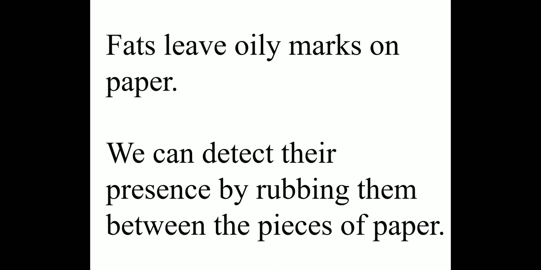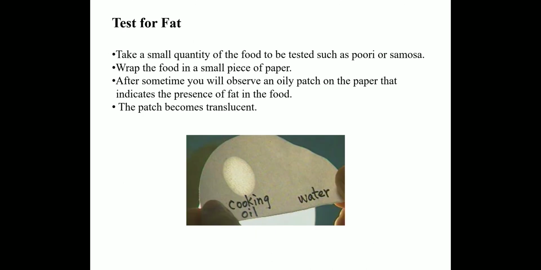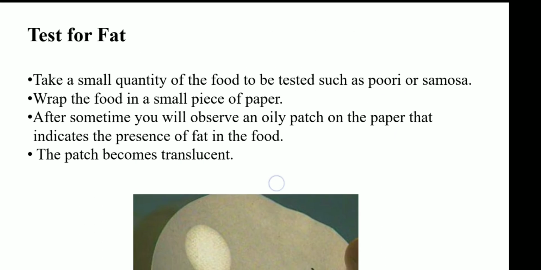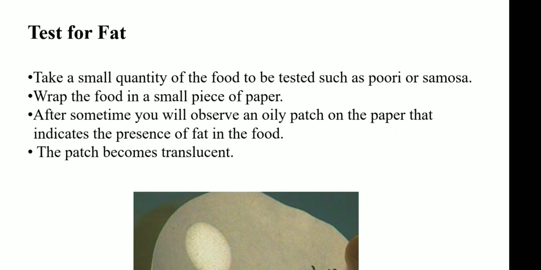Next, we have the test for fats. Fats leave oily marks on paper. We can detect their presence by rubbing the food between pieces of paper. Children, you know very well that fats leave oily marks on paper whenever we eat samosa or kachori. In that also some oil is there which can be easily detected on the paper.